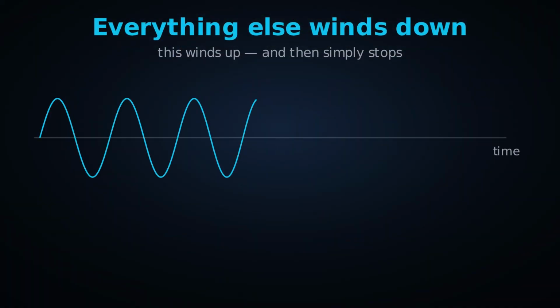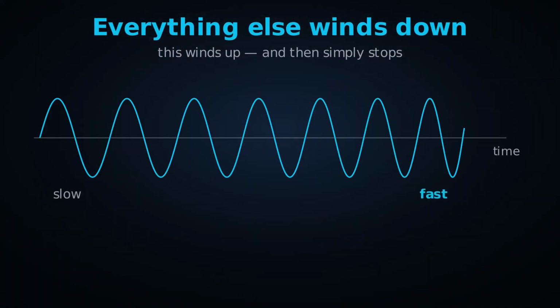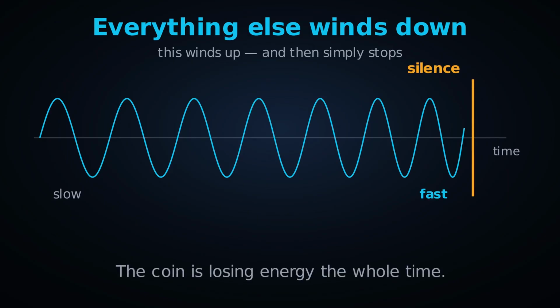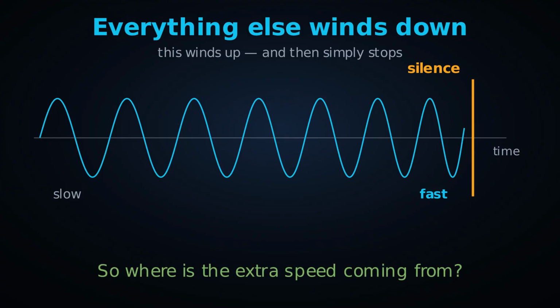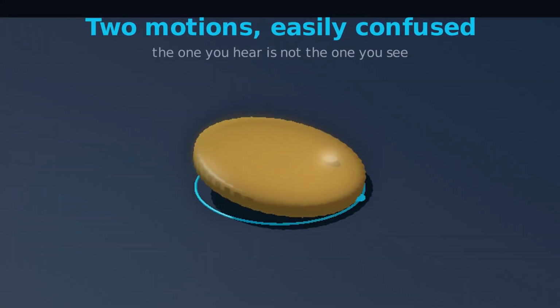A swing winds down. A guitar string winds down. Everything that loses energy gets slower and quieter. This gets faster, and then it does not fade out at all, it stops in one step as if someone had switched it off. Here is the thing almost everyone gets wrong.